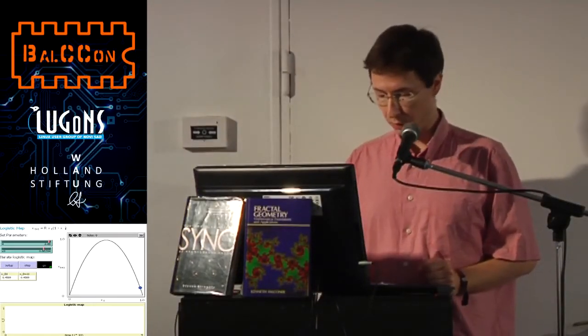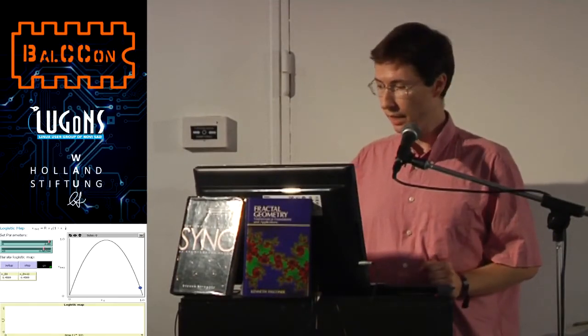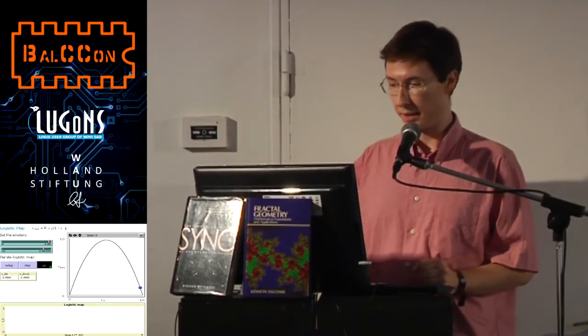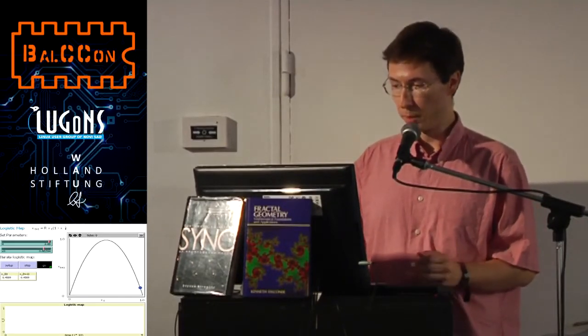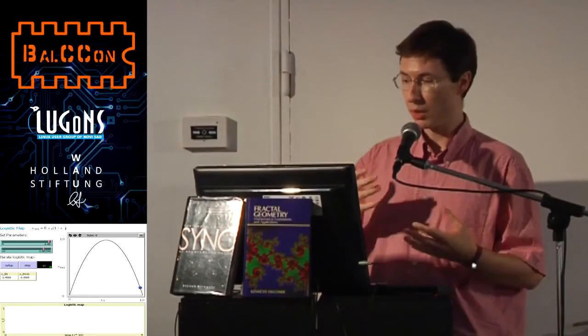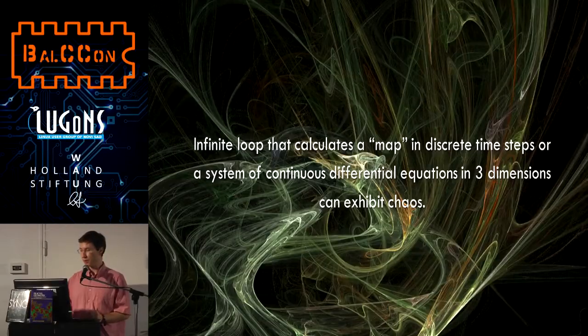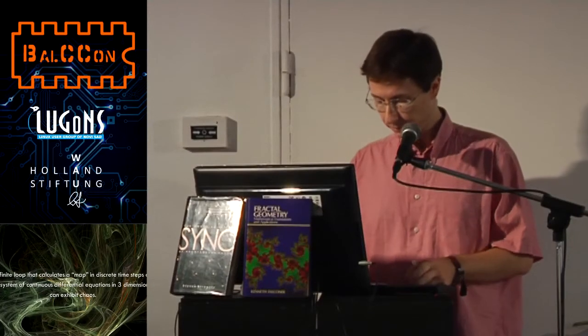Well, is there any rule to it or any law? Well, yes, the mathematicians proved that any infinite loop, such as this one, the iteration that calculates a map in discrete time steps or a system of continuous differential equations in three dimensions, can exhibit chaos. Here in the background, we can see the famous flame fractals. They're fantastic for simulating turbulence, and they're very quick, fast to draw.